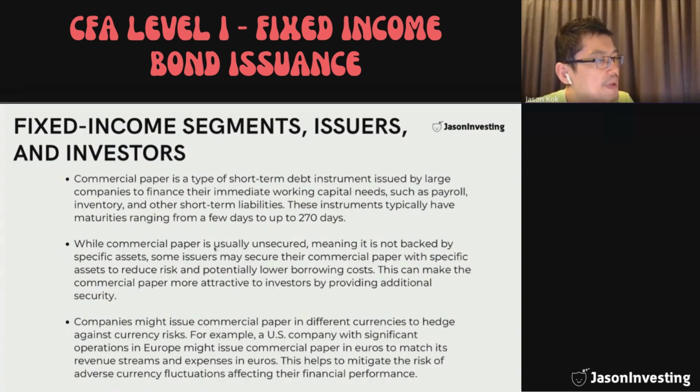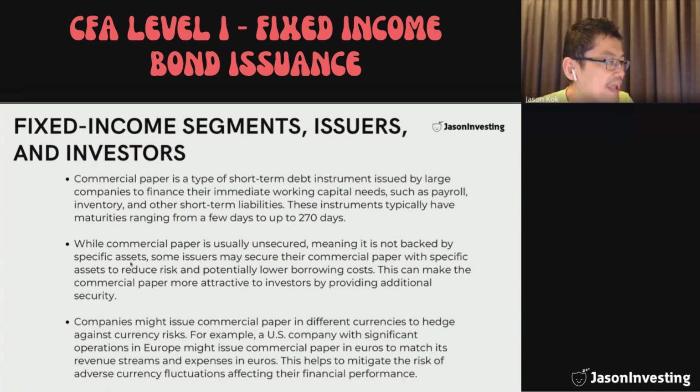While commercial paper is usually unsecured, meaning it's not backed by specific assets, some issuers may secure the commercial paper with specific assets to reduce risk. But by securing with specific assets as collateral, you are actually reducing the discount rate, which is the interest rate you need to borrow. So this is why we say potentially lower the borrowing cost. This can make the commercial paper more attractive to investors by providing additional security.